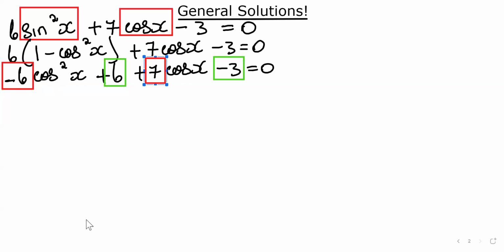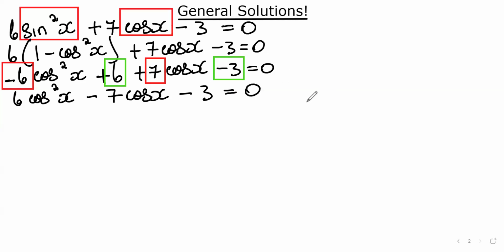So the question is, how do we resolve this? Well, the best we can do is to divide throughout by the negative sign. So it means we have 6 times cos squared x, and then we say minus 7 times cosine. And then 6 minus 3, it's supposed to be positive 3. But since we are dividing by the negative sign, then the answer will be negative 3, okay?